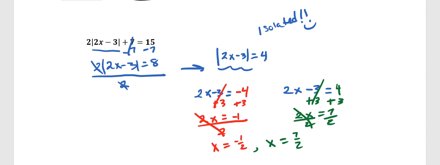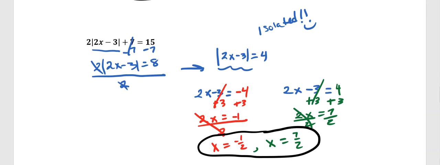So if we checked on both of those, and I'll spare you the trouble, if we substituted negative 1/2 in, multiplied it by 2, subtracted 3, found the absolute value, multiplied it by 2, then added 7, we'd get 15, and likewise we would get the same with the 7/2. So there are your two worked out absolute value equations.